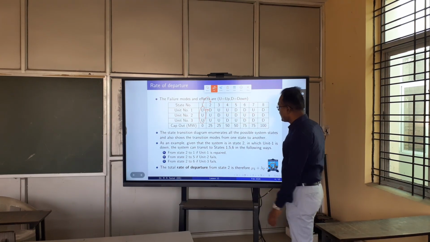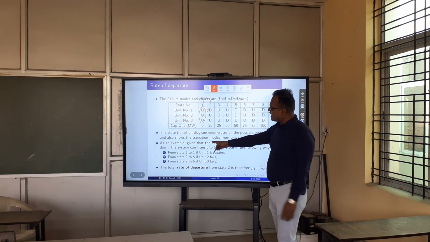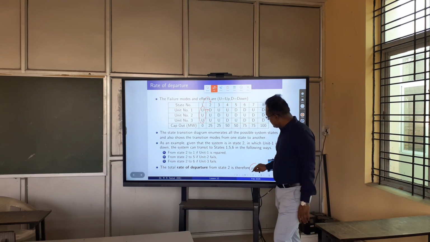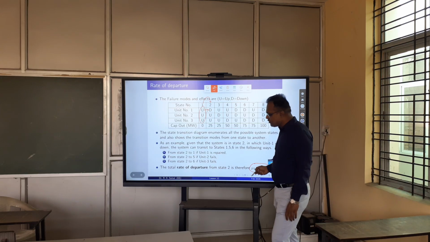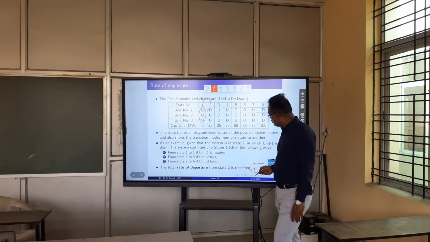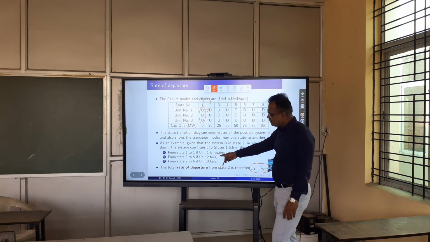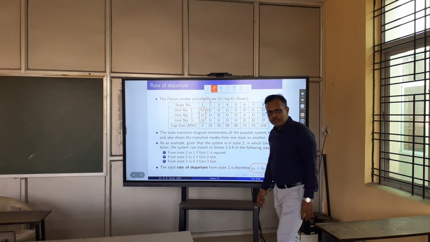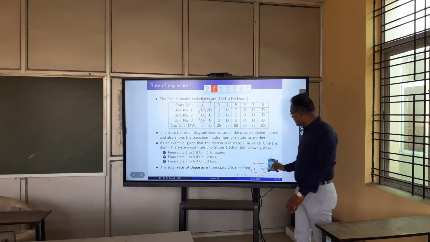As an example, from state 2 we can go to either state 1, 5 or 6. State 2 to 1 involves repair of unit 1, state 2 to 5 involves failure of unit 2, and state 2 to 6 involves failure of unit 3. That means the departure rate is lambda 2 plus lambda 3.